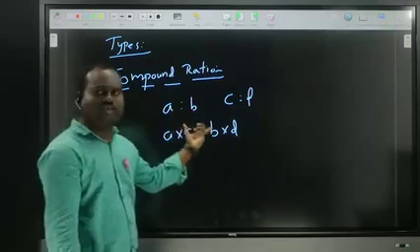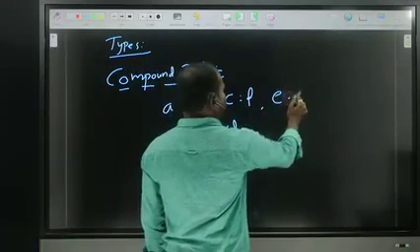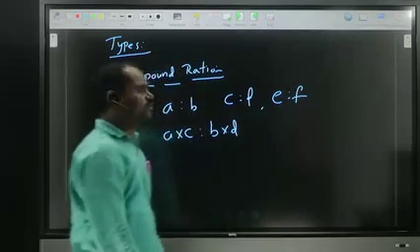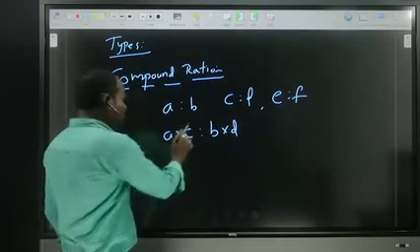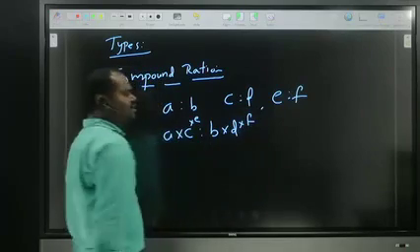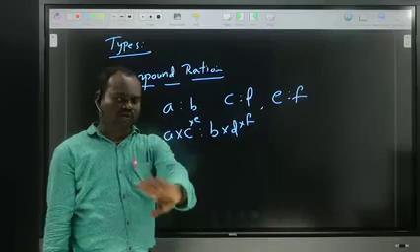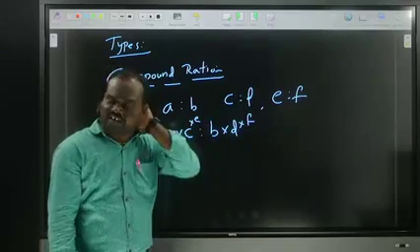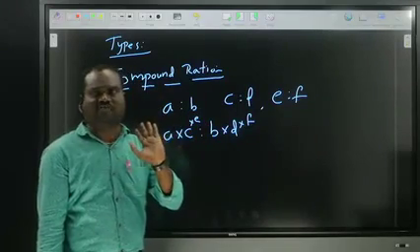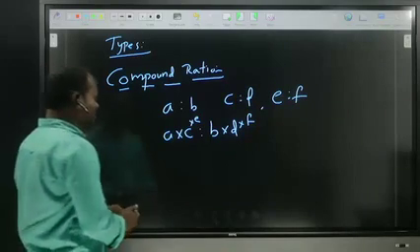Not only for two ratios. If in case one more, E is to F, is there, then what will happen? A into C into E is to B into D into F. It may be any number of ratios. The thing about compound ratio is just the product of antecedents is to the product of consequents. That's it. Right? Now we are moving to the next one. For example, in a case like this.